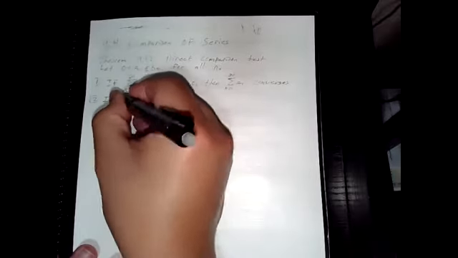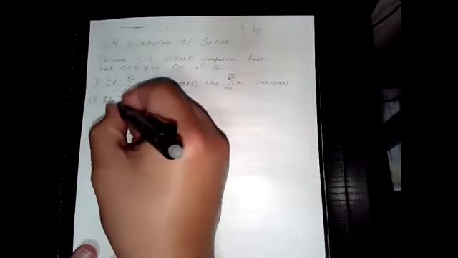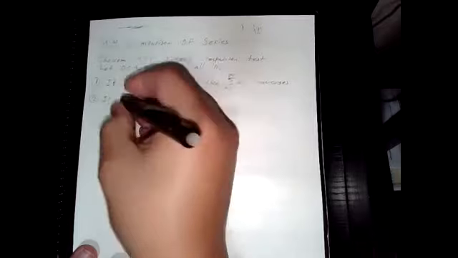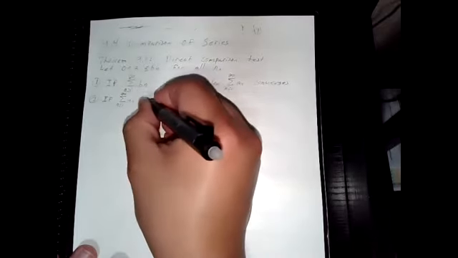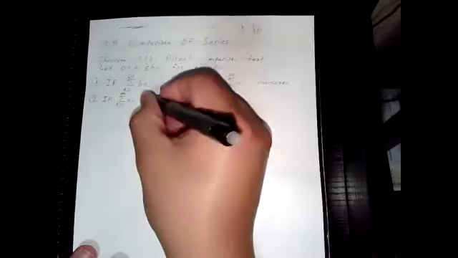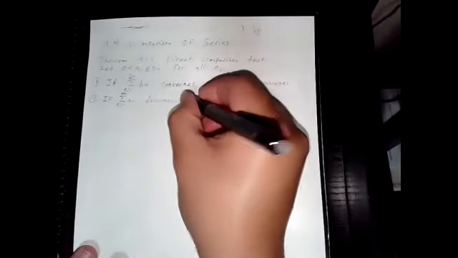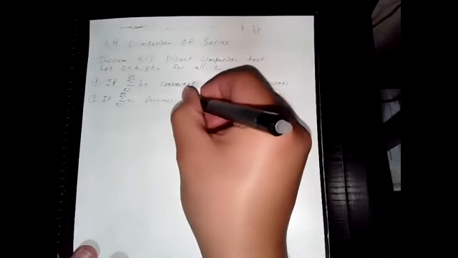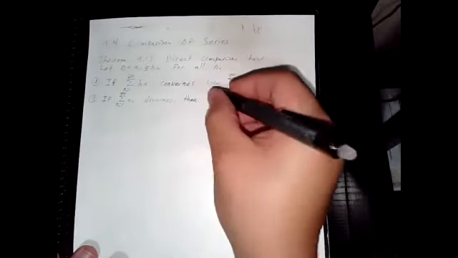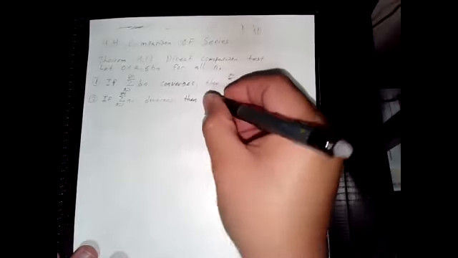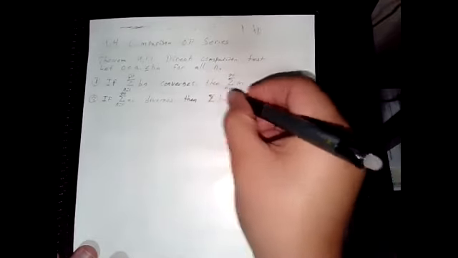If the series n equal 1 to infinity of a sub n diverges, then the series b sub n also diverges.